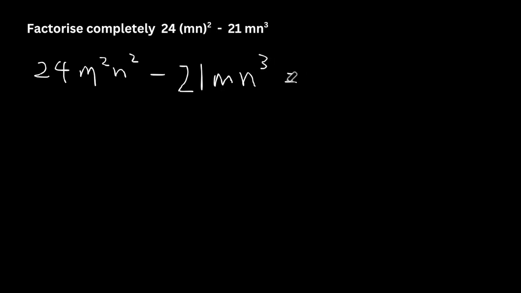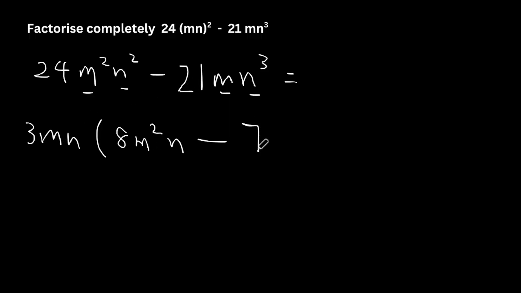So with this, what is similar? So you have 1m here, you have 1m here, you have 1n here, and you have 1n here. So let's take out the m and n, and 24 and 21 also, they are both divisible by 3. So we can take out 3mn. 24 divided by 3 gives you 8. M cubed divided by m gives you m squared. N squared divided by n gives you n. 21 divided by 3 gives you 7. M divided by m is 1, so nothing to write here. N cubed divided by n gives you n squared.